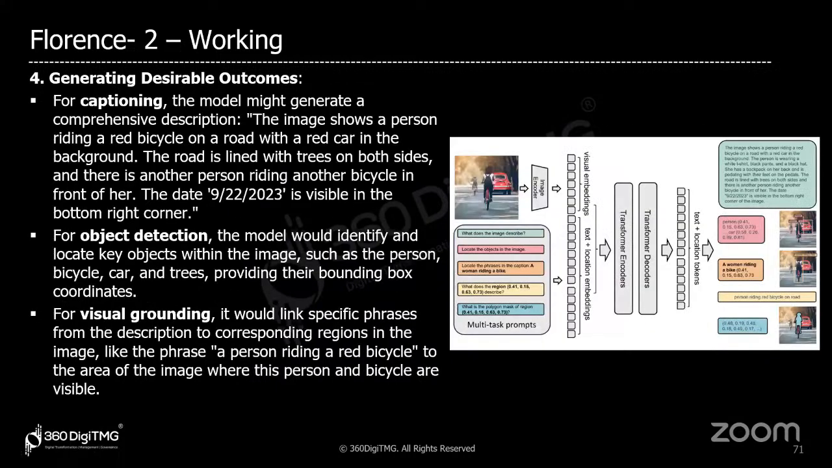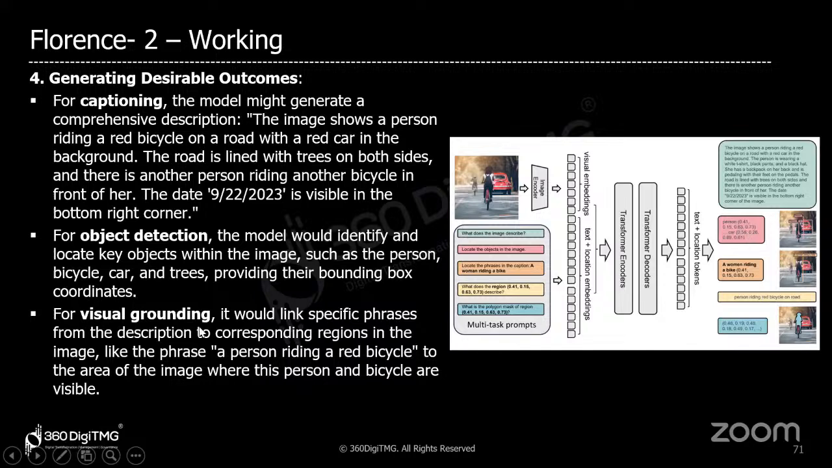After that, there will be generation of desirable outcomes. If you want it for captioning purposes, see, it has been generated. For captioning, the model might generate a comprehensive description: the image shows a person. See, all the content is here. Then for object detection, the model will identify and locate the key objects within the image, such as the person, bicycle, car, and trees, providing their bounding box coordinates. See here, we have provided the bounding boxes and the confidence as well.